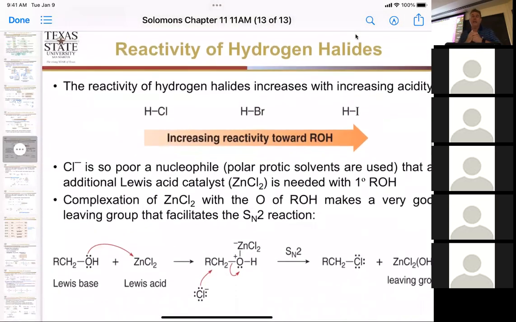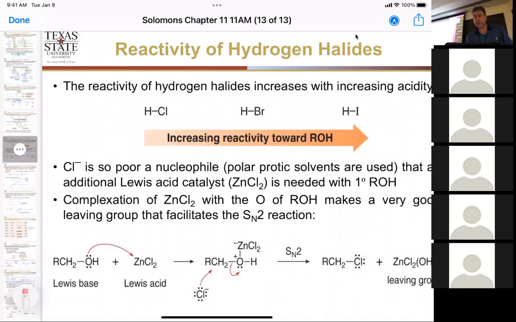There's also a reactivity with the halogens, okay? And it turns out the nucleophilicity goes up as we get bigger because of our polarization. It can be polarized. So that means HI is going to go faster and give us our iodide than HBr. And then HCl is actually kind of poor. In fact, chlorine is such a bad nucleophile, we actually have to add something to the reaction to make it go. Okay, so in this case here, we're going to have to add a Lewis acid catalyst.